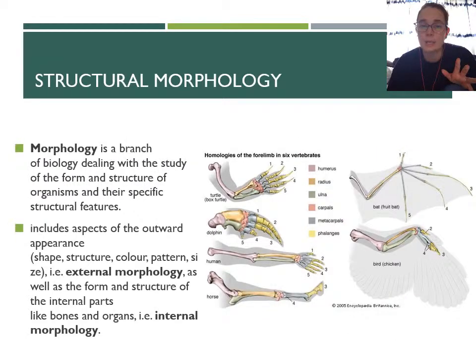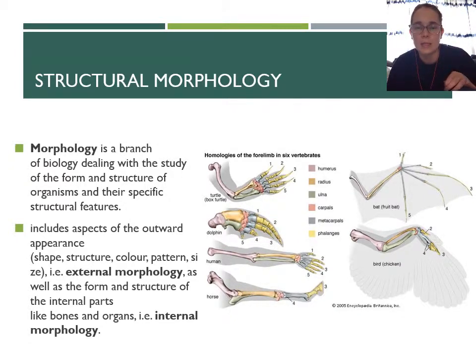The thing that we can look at comparing in terms of determining how related things are and how things have changed over time is structures that are found within different organisms. So they're structural morphology. Morphology is a branch of biology, and we're looking at the structures and the specific features of different organisms, okay?